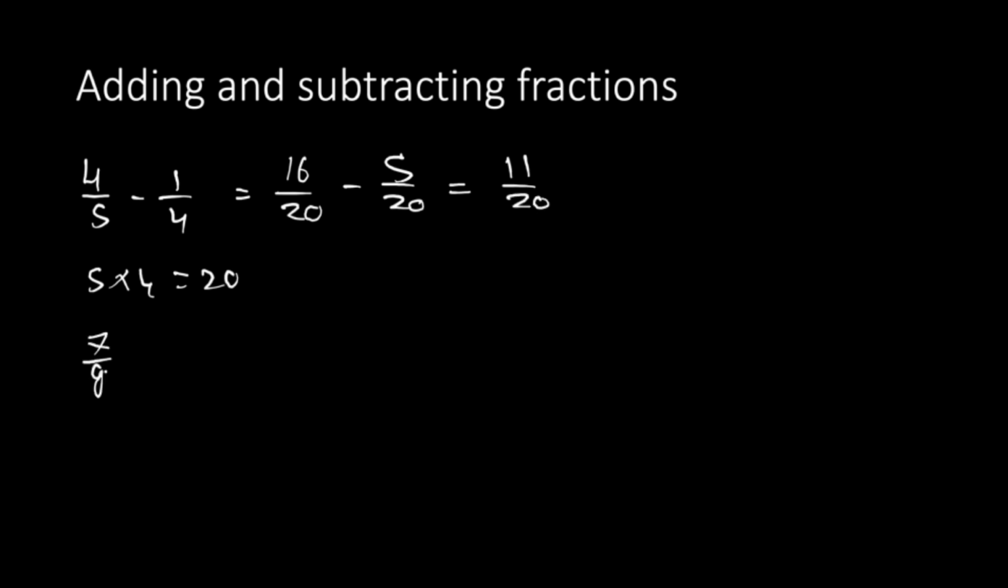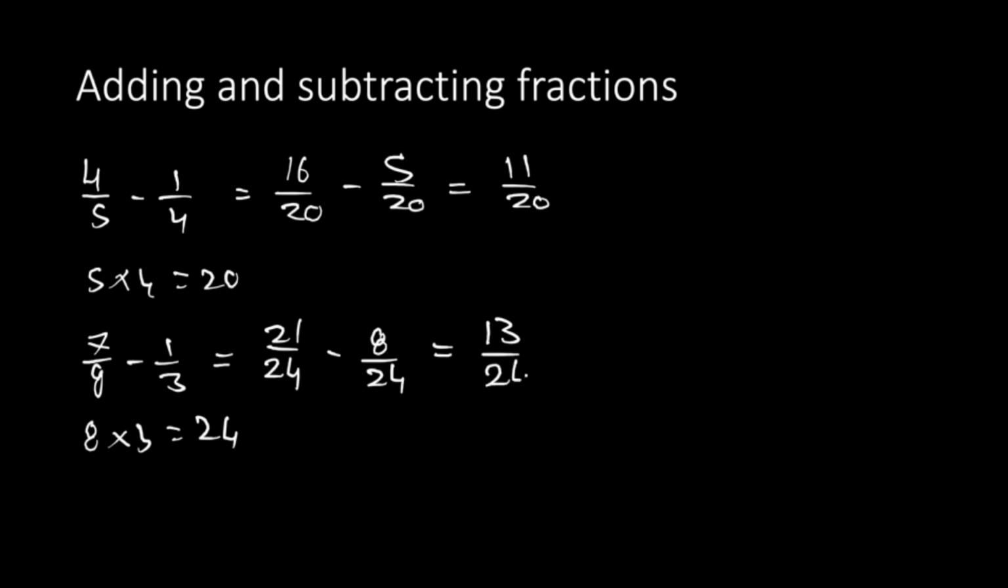7 over 8 minus 1 over 3, which will give you, find a common denominator. 8 times 3, which is 24. So 7 times 3 is 21. 21 over 24, and then minus 8 over 24. And this would give you 13 over 24.